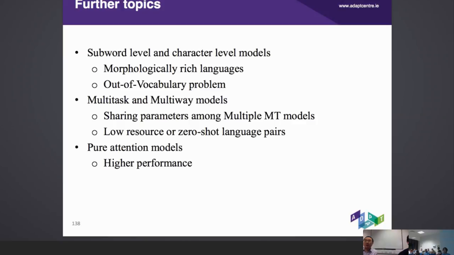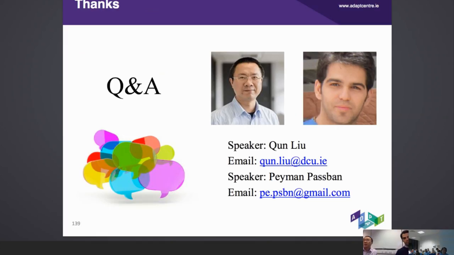Currently, there are some new models provided by Google. I call them pure attention models. You can refer to the paper Attention Is All You Need from Google. It provides much higher performance than the current attention-based neural machine translation. So actually, this is the state of the art. Okay, that's all.